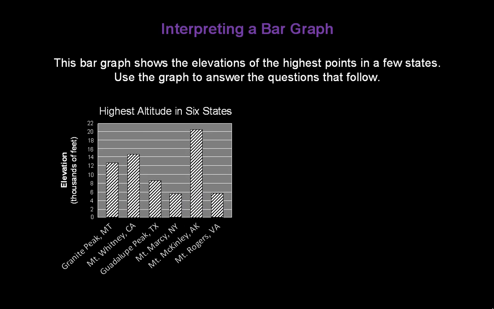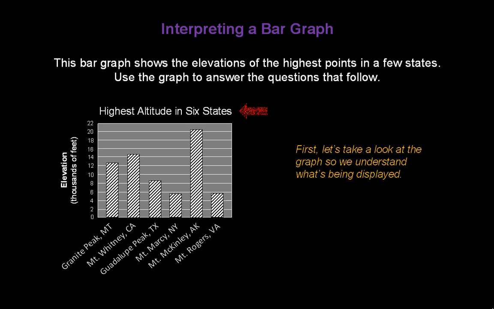Let's interpret a bar graph. This bar graph shows the elevations of the highest points in a few states. Use the graph to answer the questions that follow. Well, the first thing we should do is take a look at the graph overall so we understand what's being displayed. Well, there's a title at the top, which your graph should always have.